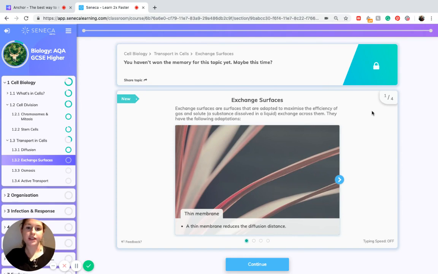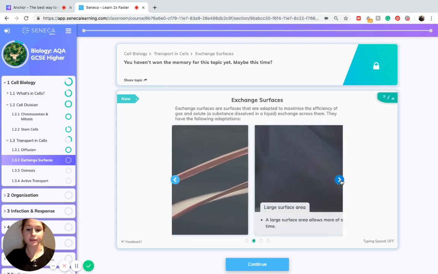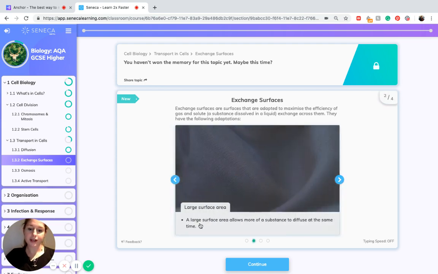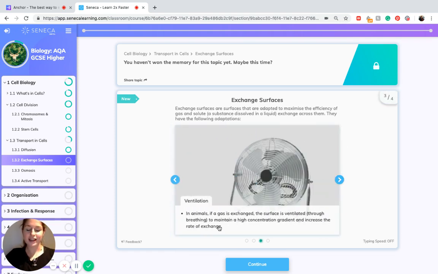Exchange surfaces are surfaces that are adapted to maximize the efficiency of gas and solute, a substance dissolved in a liquid, exchange across them. They have the following adaptations. So first of all, a thin membrane. A thin membrane reduces the diffusion distance, so it can happen more quickly. A large surface area. A large surface area allows more of a substance to diffuse at the same time. Again, so it will be more quick.